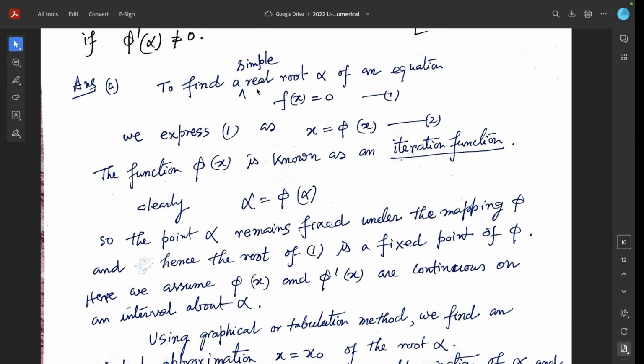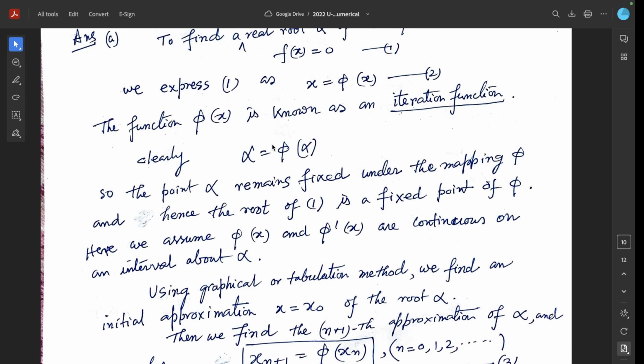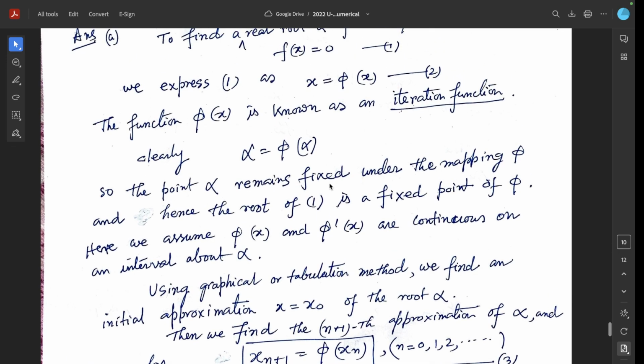First, we find a simple real root alpha of an equation f x equal to 0. Then we express this f x equal to 0 as x equal to phi x. The function phi x is known as the iteration function. Clearly, alpha equal to phi alpha, because alpha is a root of equation 1. So obviously, x equal to phi x is another form of 1. So alpha equal to phi alpha.